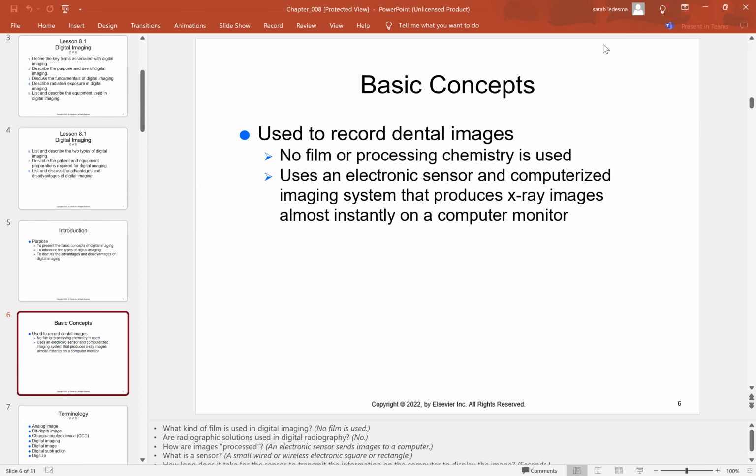Basic concepts. To record dental images, no film or processing chemistry is used. It uses an electronic sensor and computerized image system that produces X-ray images almost instantly on a computer monitor.